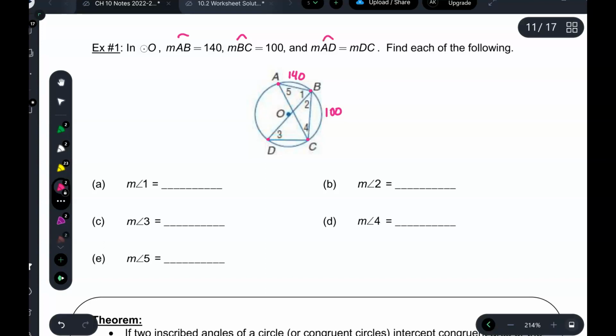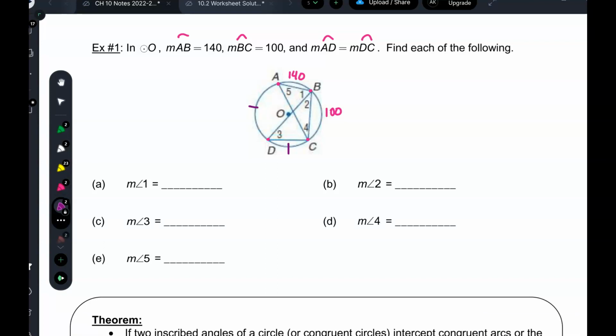And what else do we know? Measure of arc AD and DC are equal to each other, which again, they don't look like it, but we're just going to go with it. We're just going to say, all right, those look congruent. Can we find angle 1 yet?